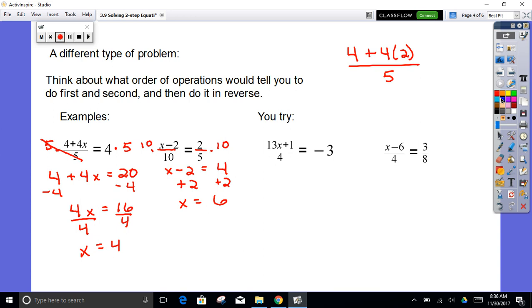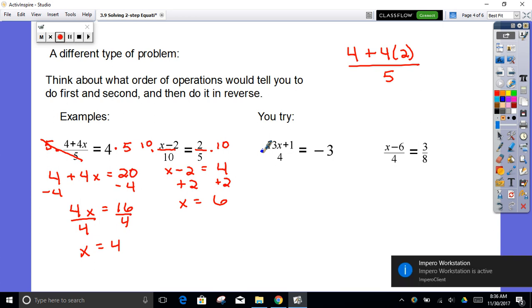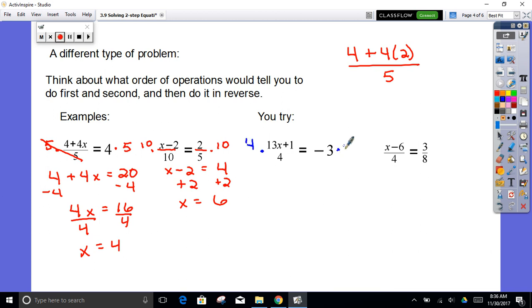So, first I did 4 times, like x minus 6 over 4, I did multiply. Oh, wait, no, we're on this one first. I multiplied that by 4. Okay, multiply. So you can just say multiply both sides by 4. Yeah, and I got 13x plus 1 equals negative 12. Okay. And I subtracted 1 on each side. So I got 13x equals negative 13. And then I divided both sides by 13, so x equals negative 12.